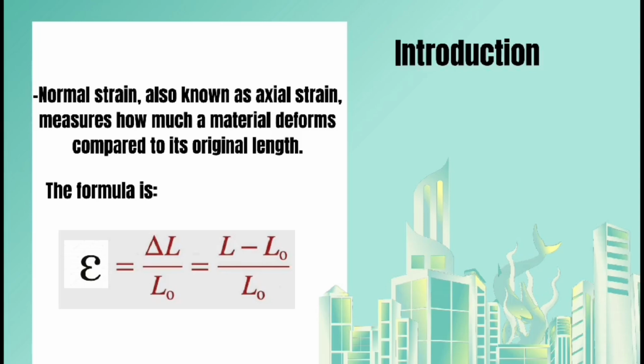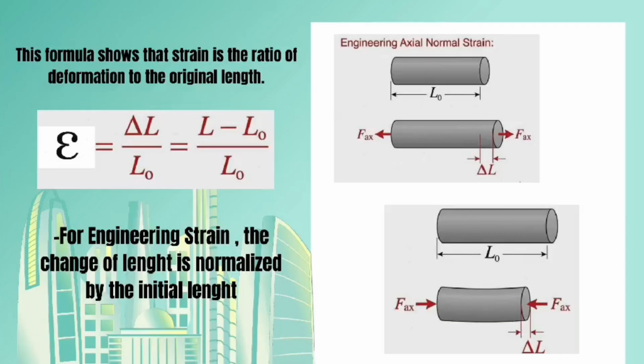Normal strain, also known as axial strain, measures how much a material deforms compared to its original length. The formula for the normal strain or axial strain is epsilon equals the change of length over the original length, where the change of length is equal to the final length minus the original length. This formula shows that strain is the ratio of deformation to the original length. For engineering strain, the change of length is normalized with the initial length.